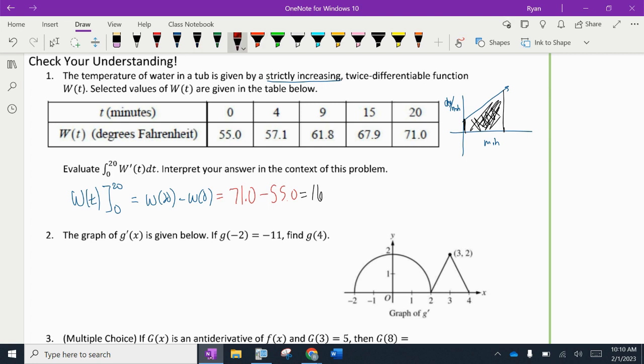Here's where I'm going to pause for a second and have you talk through this one. There's the value of 16. Interpret your answer in the context of this problem. So talk about the 0, talk about the 20, talk about the 16. Make sure you're using labels and appropriate terms. Go for it. How much degrees change between 0 and 20 degrees.